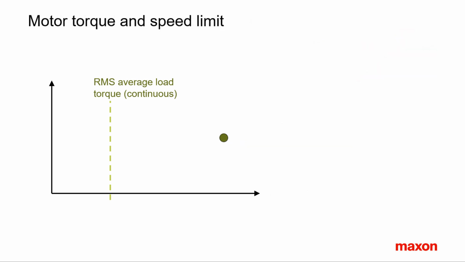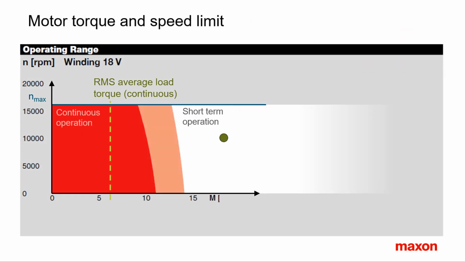We need a motor with a speed limit that is high enough to cover all operating points. The speed limit of Maxim motors corresponds to the upper limit of the operating range diagram. However, it is essentially the required torque that defines the motor size. We have to select a motor that, on average, can produce the necessary torque. Hence, we need a motor with a nominal torque larger than the RMS average load torque. Short load peaks, as during acceleration, may be located in the short-term operating range.